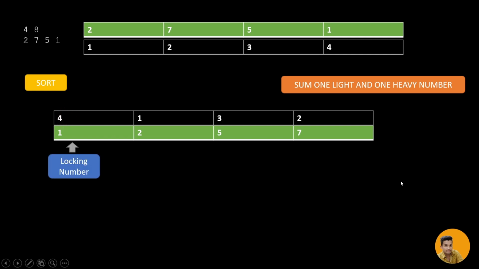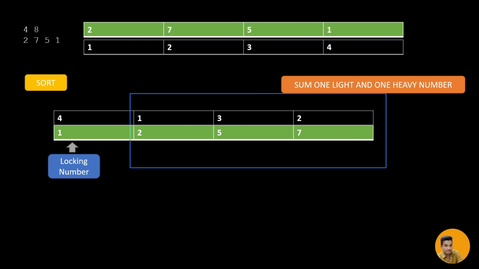Okay, so now what we were doing in the sum of two values was we were having two pointers, front and rear. This time we will have a three pointer approach in which we will try to lock the first position and apply the sum of two values in this section. If we are unable to find it, we will increase the locking number. Let's see this with an example.